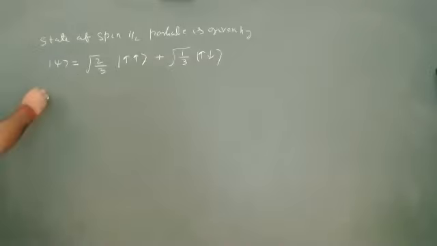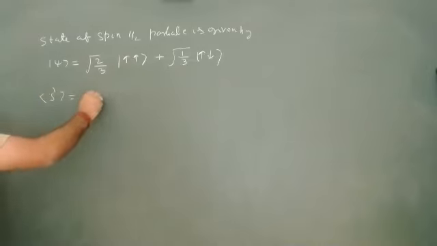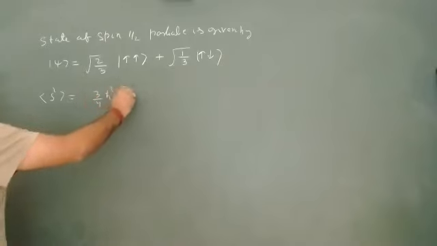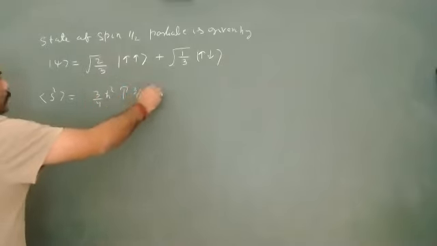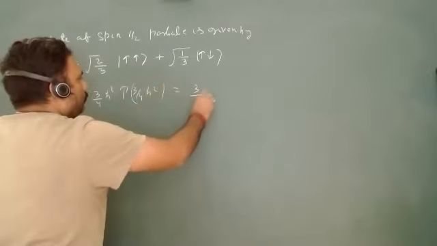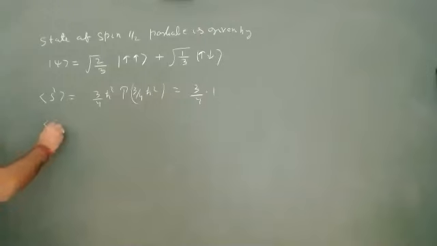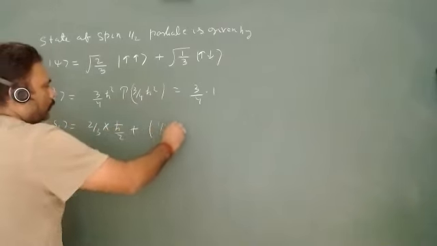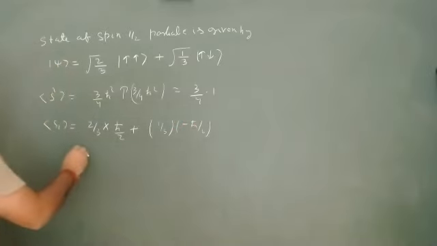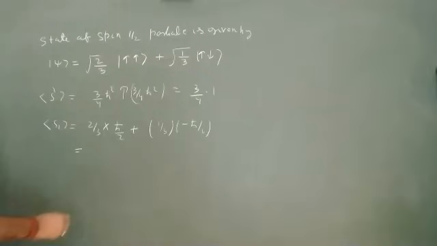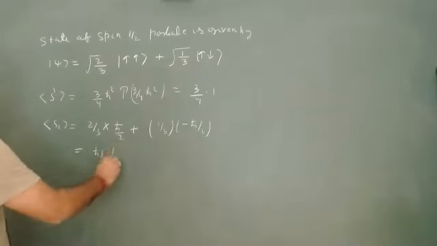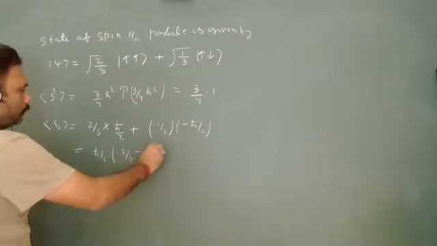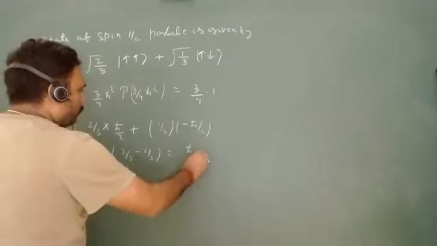So what is the expectation value of S square? The expectation value of S square is 3/4 ħ square, and the probability is 3/4 ħ square into 1. The expectation value of Sz is 2/3 into ħ/2 plus 1/3 into minus ħ/2. So what will be the answer? ħ/2 is there, 2/3 minus 1/3, that is ħ/6.